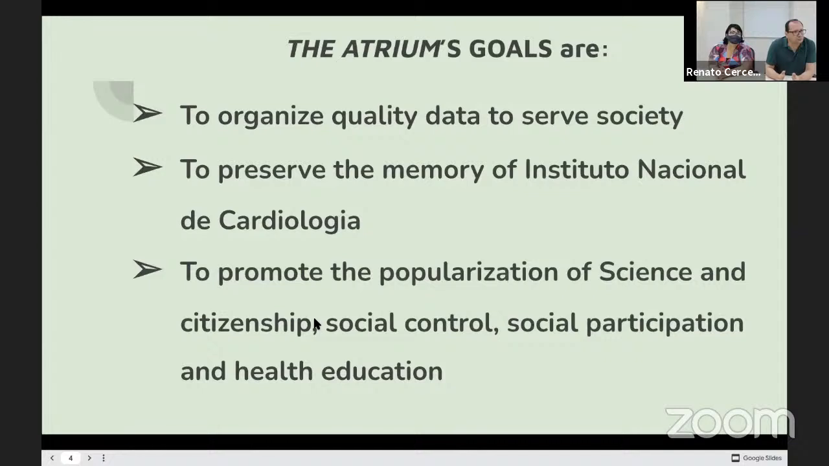So what are the goals? The goals are to organize the quality of this data, the memory of the institute, and to promote the popularization of science, social control, and health education.